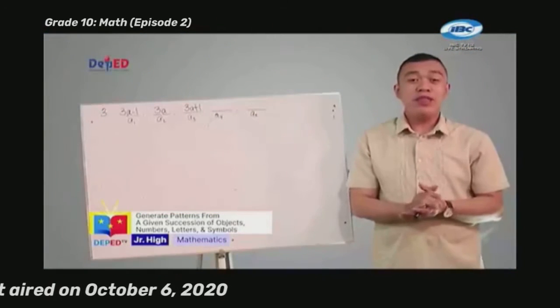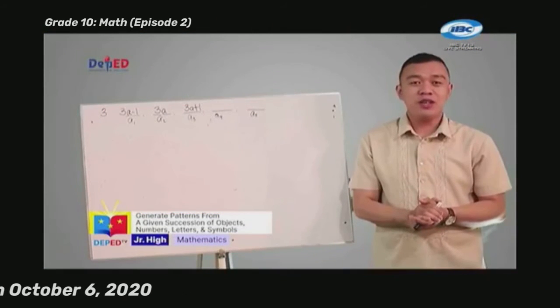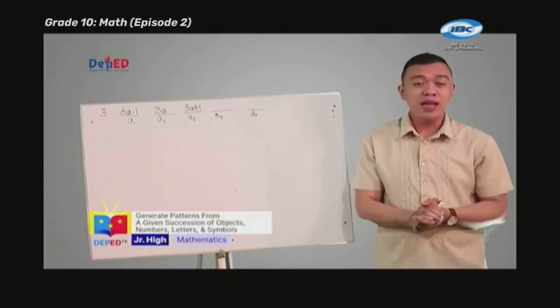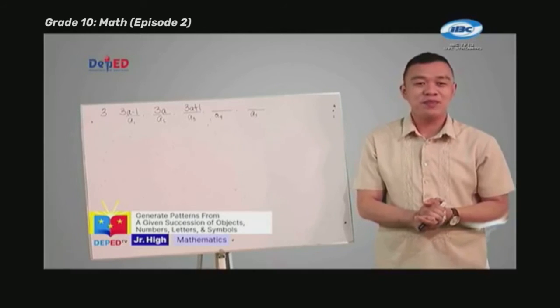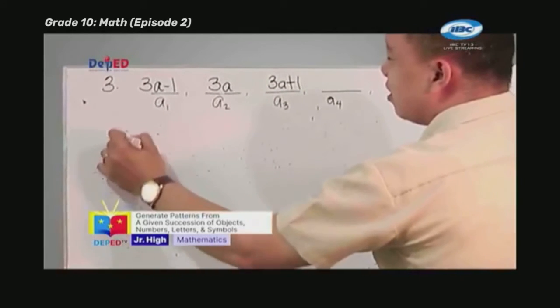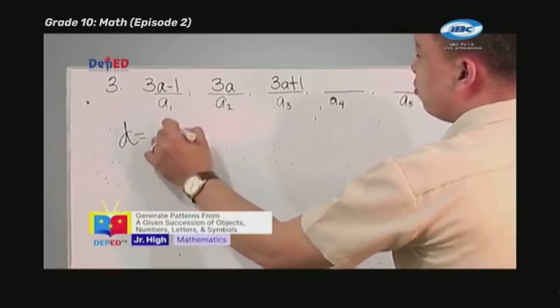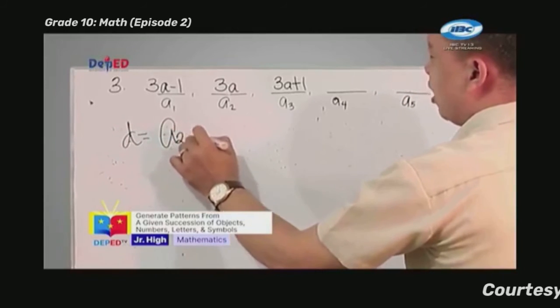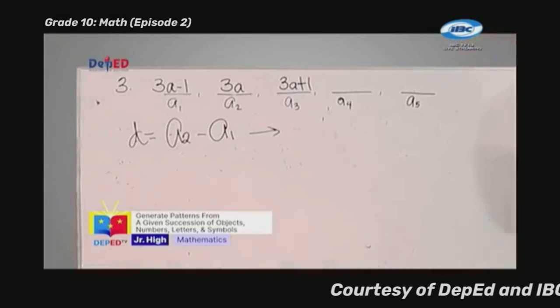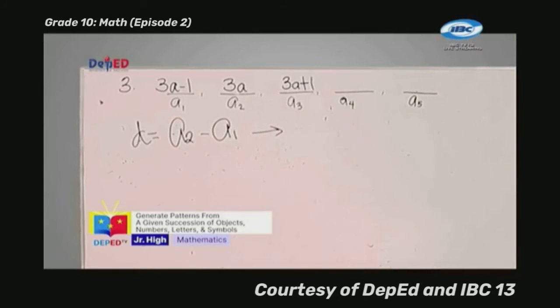We must remember that in an arithmetic sequence, the common difference, d, is a term minus the preceding term. Thus, the difference is equal to a sub 2 minus a sub 1. Again, we will use this as our equation 1.